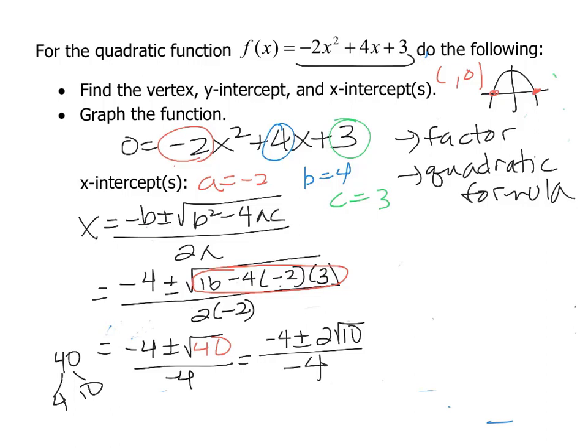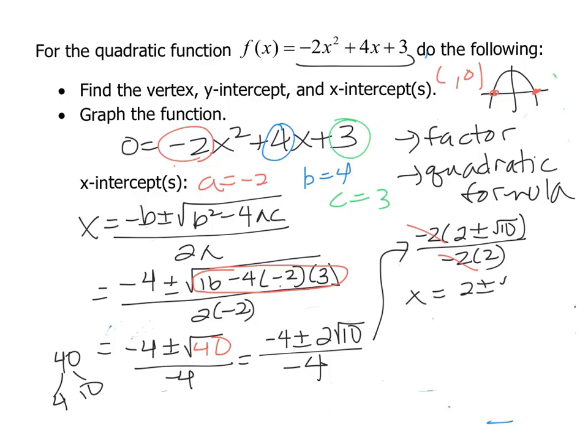And I can simplify this a little bit further by factoring out a negative 2 from both the numerator and the denominator. So if I factor out a negative 2, my numerator is going to look like 2. It's still going to be plus or minus the square root of 10 over negative 2 times 2. And then these two negatives cancel. So we end up with x equals 2 plus or minus the square root of 10 over 2.